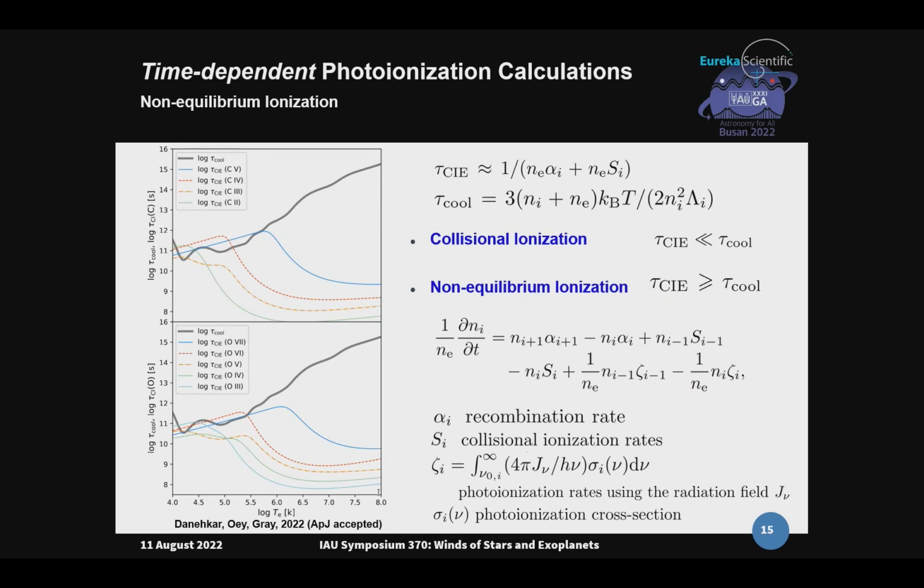And the other thing is time-dependent photoionization modeling. In the region where the timescale of collisional ionization is much longer than the timescale of cooling, we have non-equilibrium ionization. And by using this equation, which has the recombination rate, collisional ionization rate and photoionization rate, we are able to produce non-equilibrium ionization. And here we see that for carbon 5 and 6 and oxygen 6 and 7, we have this region where the timescale of collisional ionization is longer than the timescale of cooling.